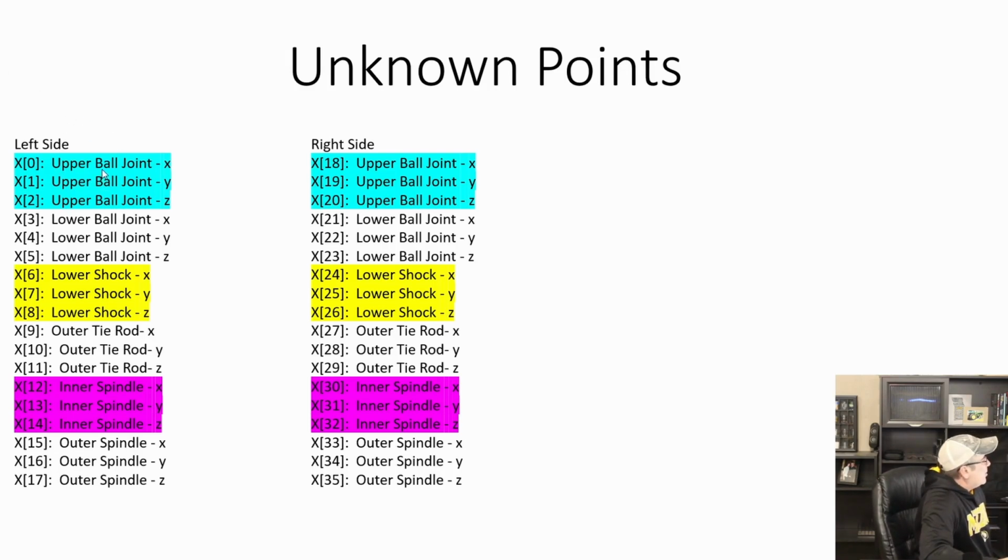So like for our ball joint position, we have our X, Y, and Z. So that is point 0, 1, and 2. For the lower ball joint, X, Y, and Z is 3, 4, and 5, and so on and so forth for all of the points that we're going to solve for. And then we end up with this 36 position vector that we're going to use and reference in our system of equations that we're going to pass into our least squares function. So let's take a real quick look at that system of equations that we built.